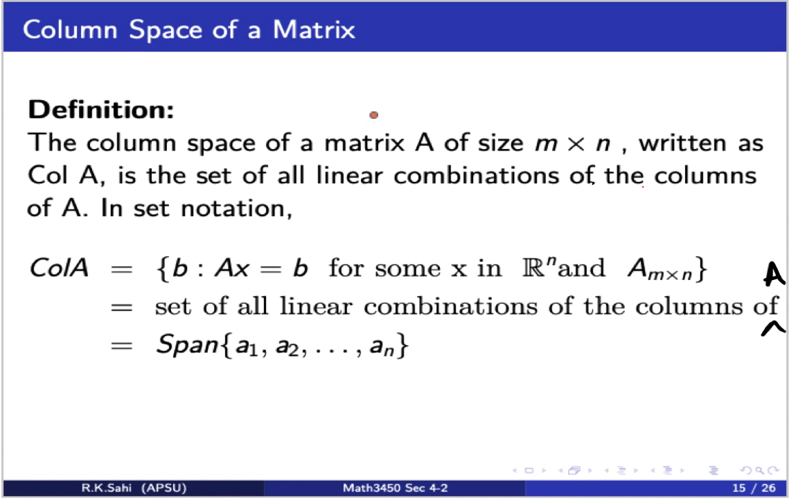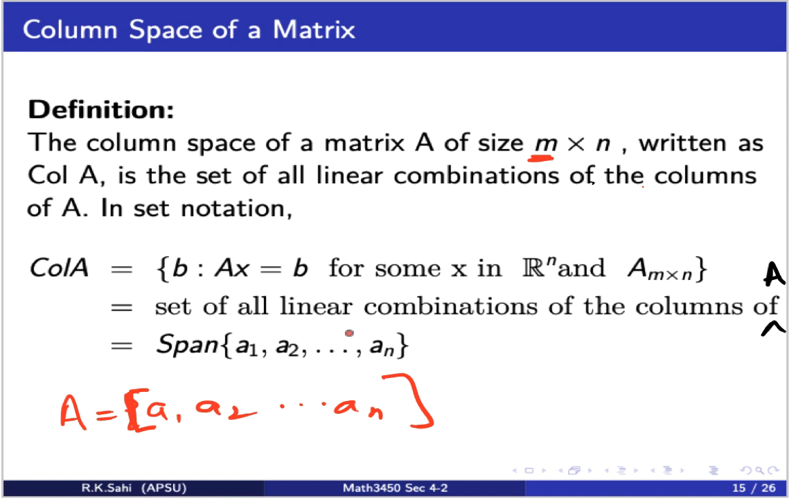So if your A has n columns, suppose this is the matrix, A1, A2 up to An. Remember, each of the Ai's has m rows. So your column space of A is nothing but the set of all possible linear combinations of the columns of A, which is basically the spanning set of the columns of A.